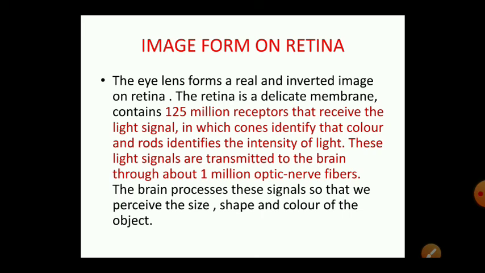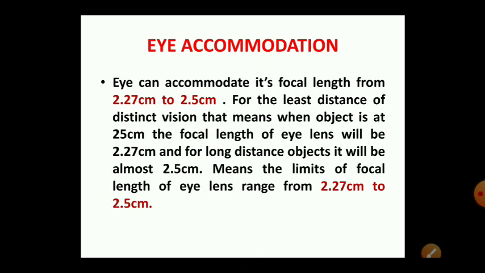These signals are transmitted to the brain through about 1 million optic nerve fibres, which make the optic nerve. The optic nerve starts from the retina and reaches our brain. The brain processes these signals so that we perceive the size, shape and color of the object.